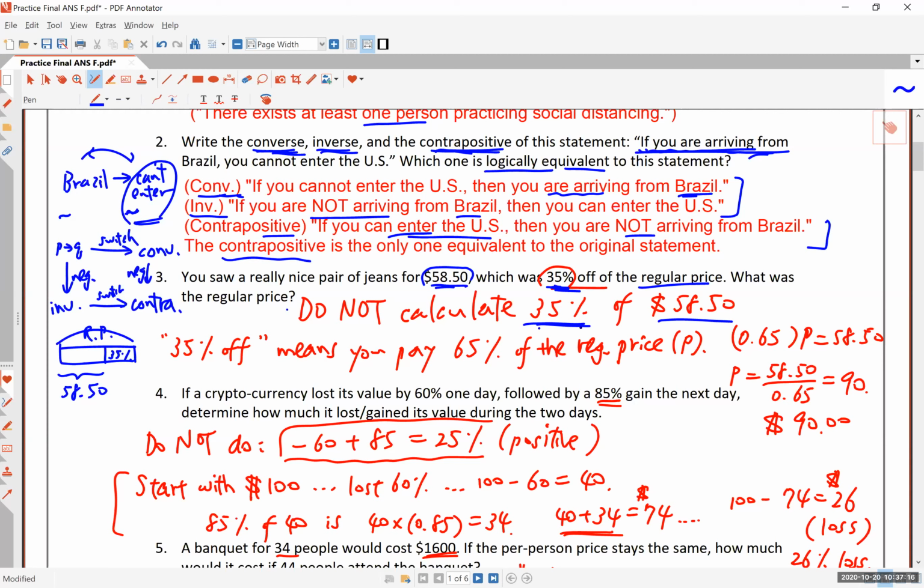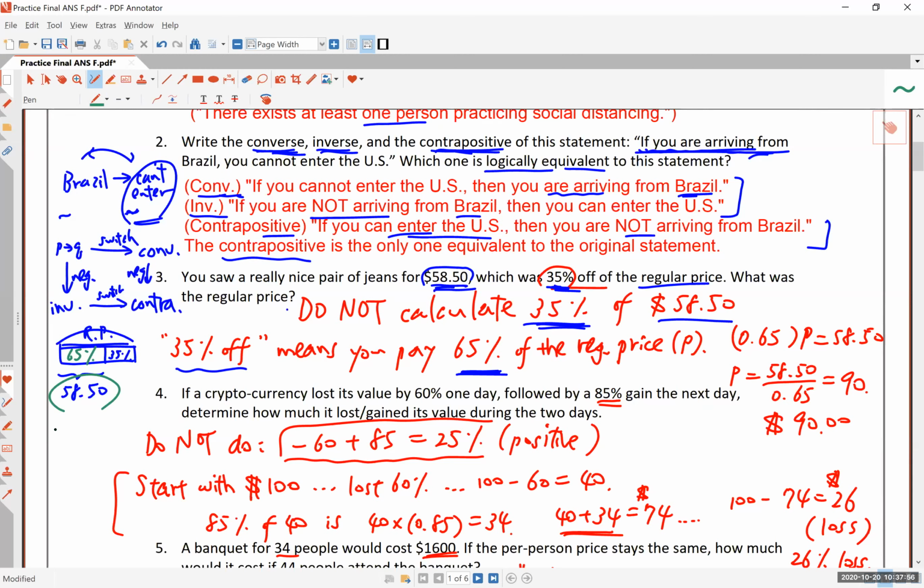Right. So if you calculate 35% of 58.50, you get 0 points. If this is a problem that's worth 5 points, you get 0 out of 5. 35% off means, remember, the entire thing is 100%. So 35% off means that you paid 65%. 100 minus 35 is 65. So you paid 65% of the regular price, and the 65% happens to be 58.50. You see that? So this part is 65%, and that was 58.50.